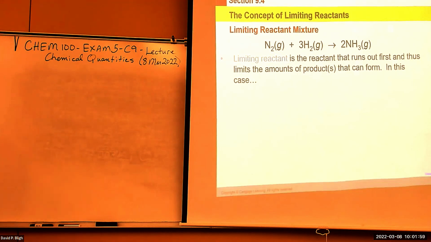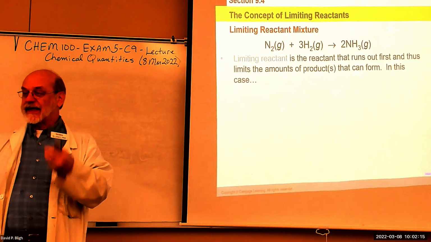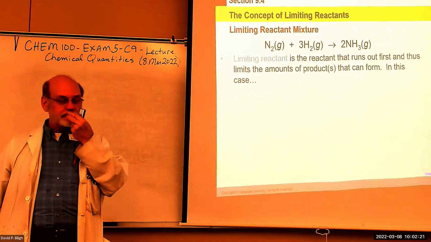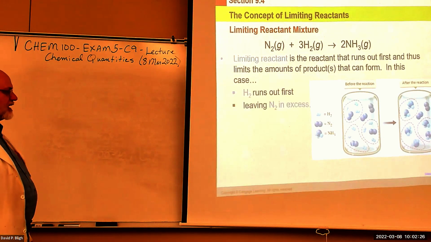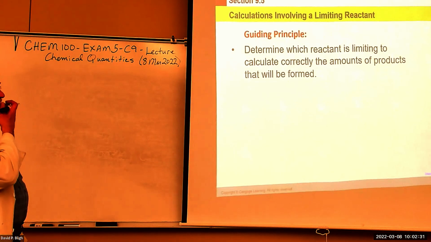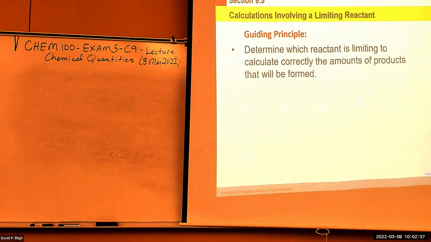In other words, the limiting reactant is the one that runs out first. And we're going to use that fact to determine the real amount of product that can be produced from a reaction. We have to identify which one's the limiting reactant. Okay, so we'd probably be better using a real example.